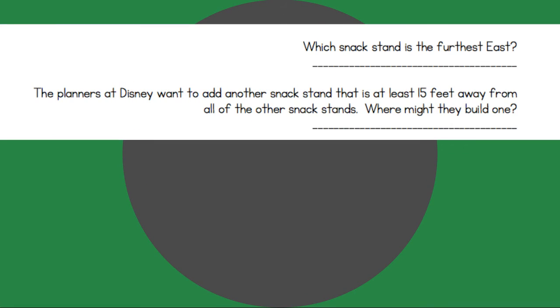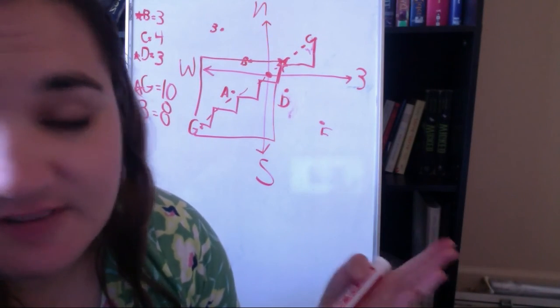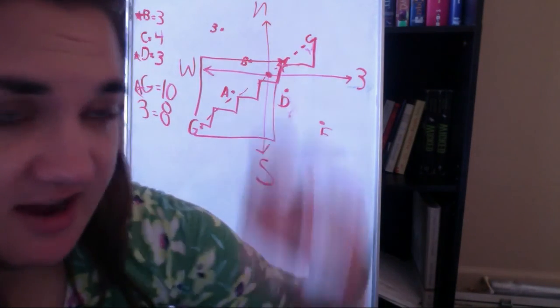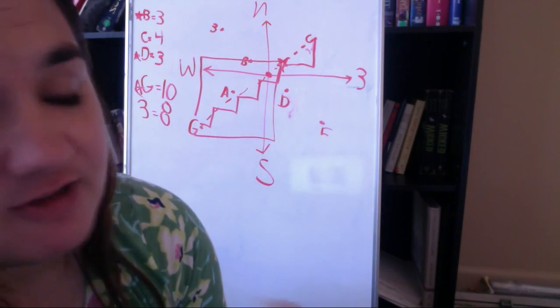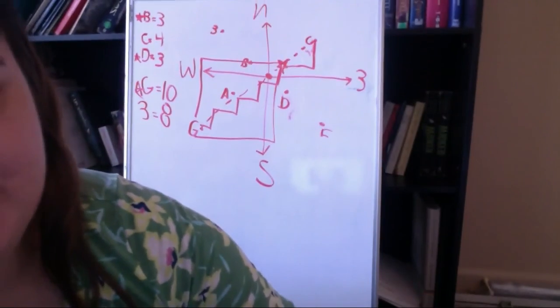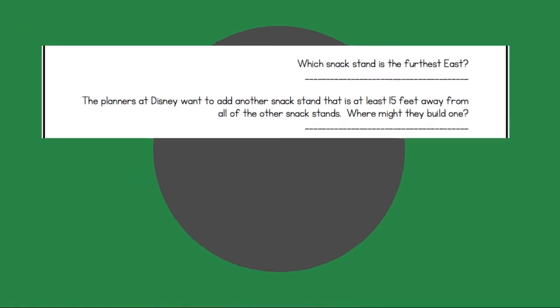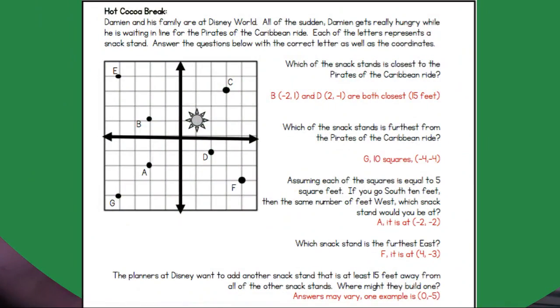And then the planners at Disney want to add another snack stand that is at least 15 feet away from all of the other snack stands. Where might they build one? There's actually a lot of options here, so just make sure that you can count 15, 5, 10, 15. Remember, each one is worth 5 away from every snack stand. So this is a little bit tricky to represent on my board. So that's why I'm just going to project the answers. One example is 0, 5.